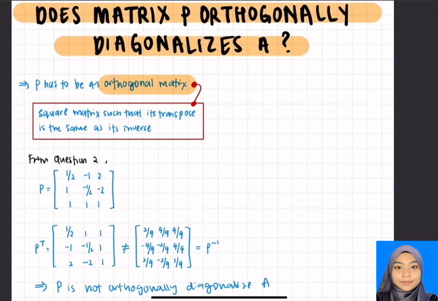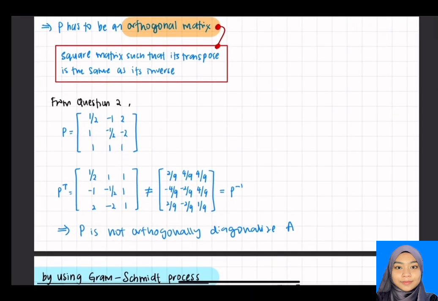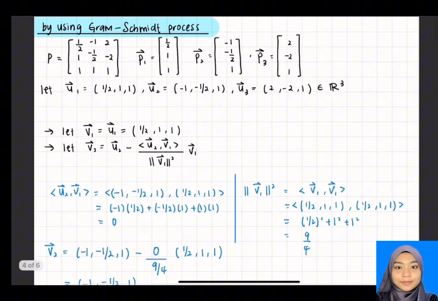Does matrix P orthogonally diagonalize A? So, P has to be an orthogonal matrix. What is an orthogonal matrix? An orthogonal matrix is a square matrix such that its transpose is the same as its inverse. From question 2, we obtain matrix P. And here we can see that our P transpose is not the same as the P inverse. Thus, our P does not orthogonally diagonalize A. However, we can find P prime that orthogonally diagonalizes A by using the Gram-Schmidt process.